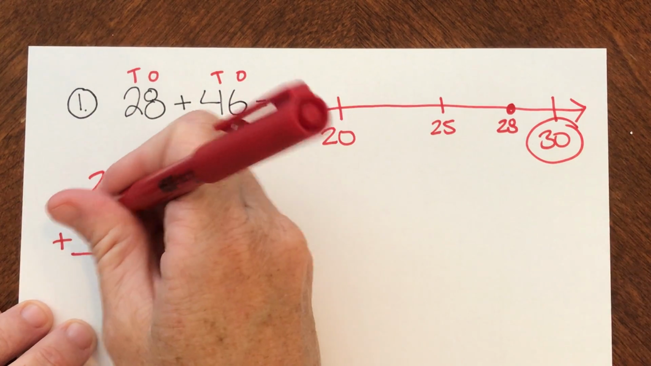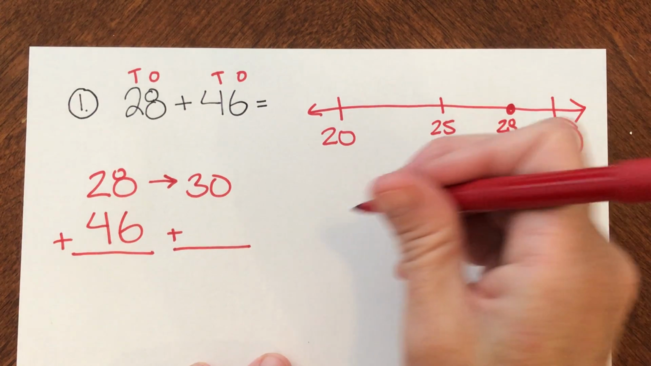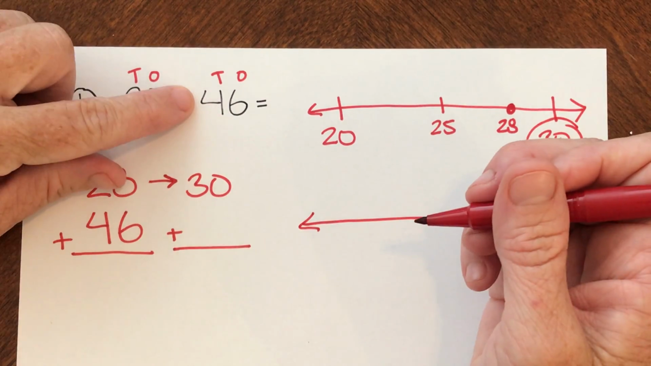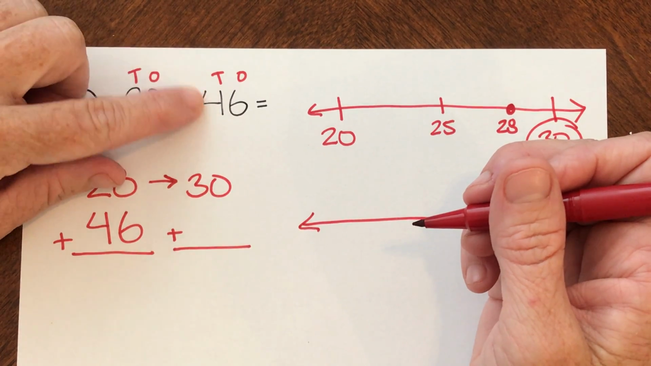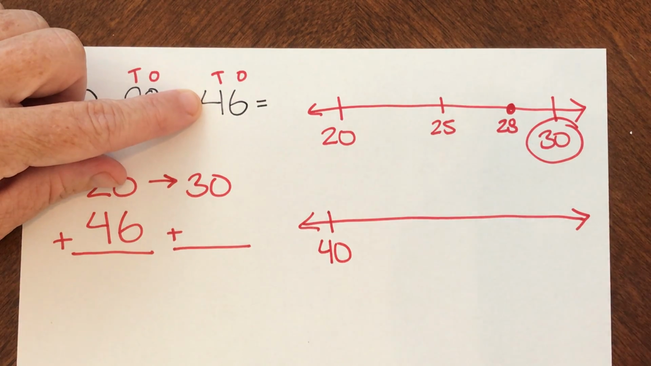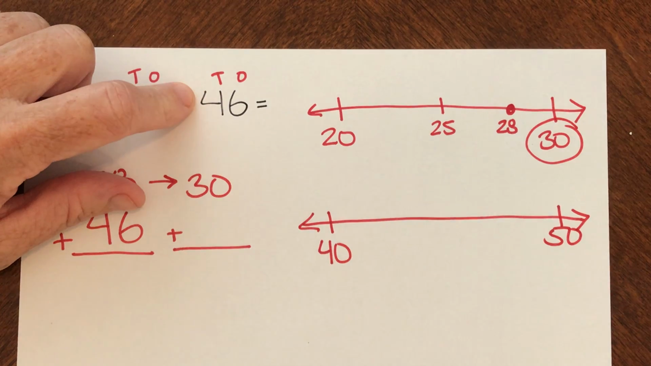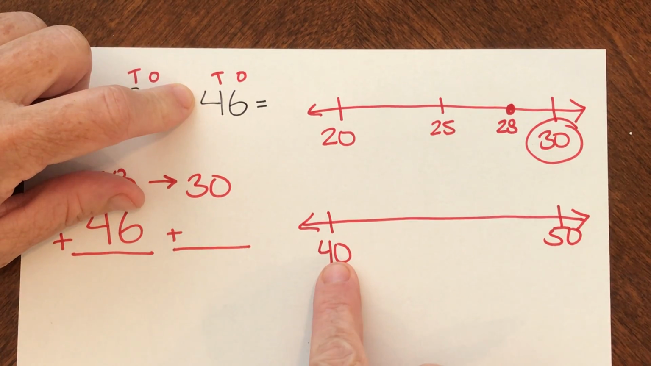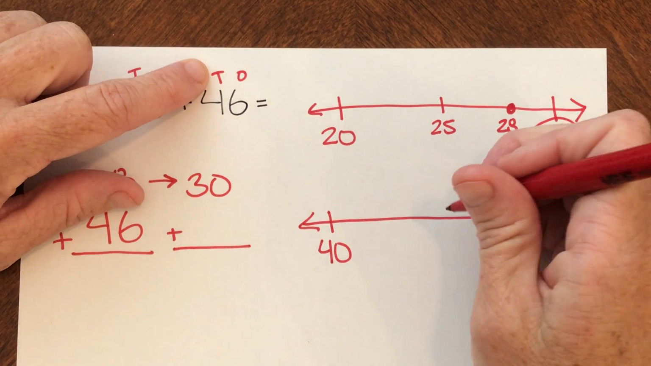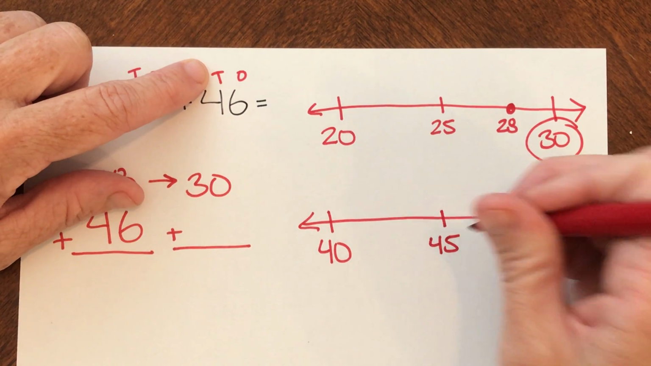Okay, my second addend is 46. What is 46 going to round to? Well, I'm going to draw my number line. And when I look at 46, my greatest place value is the tens, and that's a 4. So I'm going to say 40. And 10 more than 40 is 50. So that's how I write my number line. So 40 and then 10 more, because I'm in the tens column, is 50. And my midpoint, what's right in the middle of 40 and 50, is 45.